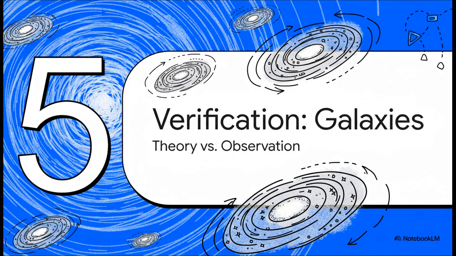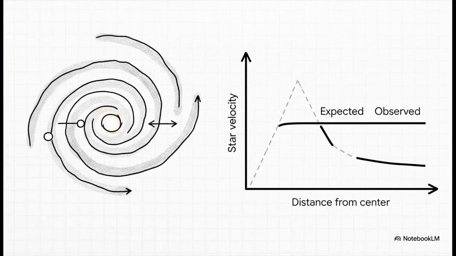So we have this really elegant theoretical result. It's beautiful on paper, but does it have anything to do with reality? To find out, we have to test it against one of the biggest, most stubborn puzzles in all of astrophysics, the way galaxies rotate. So the challenge is this long-standing mystery of flat rotation curves.